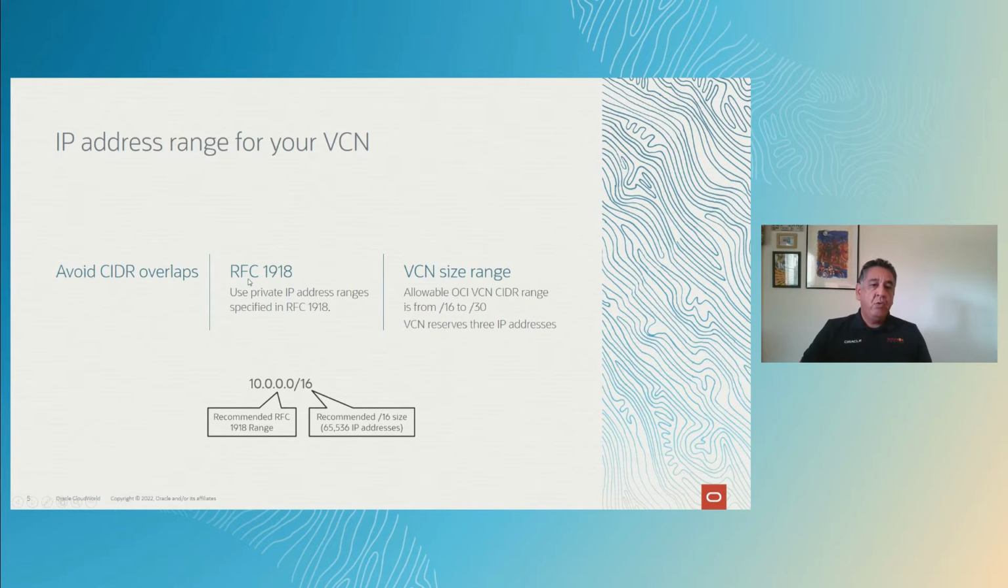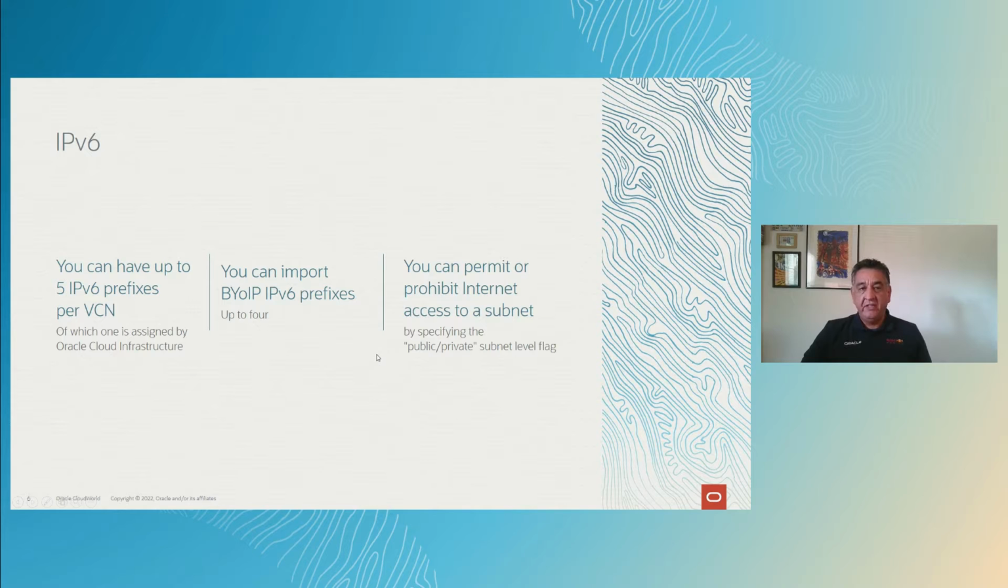Now, for addressing, we do recommend that you use RFC 1918. Now, this is really important. It says ranges specified in RFC 1918. We do support /16 all the way to 30. /12 and /8 are part of the recommendations of RFC 1918. However, we do not support those. So just keep that in mind. However, you can use any range that you want, even those that are public. But remember that this might create some overlaps with resources out there in the open internet.